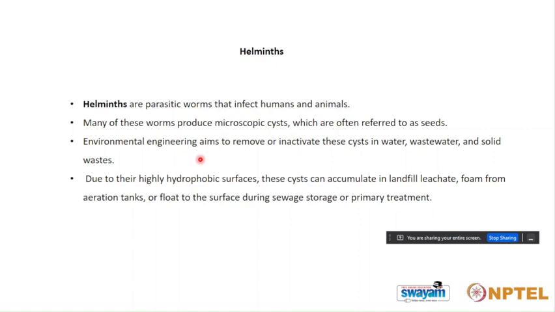The cysts created by these helminths are also hydrophobic in nature. The surface of the cyst will be hydrophobic, so they can accumulate in a wide range of matrices like landfill leachate and foam generated from aeration tanks or floats of sewage and other primary treatment. They can be found on those hydrophobic surfaces due to the hydrophobic nature of the cyst.